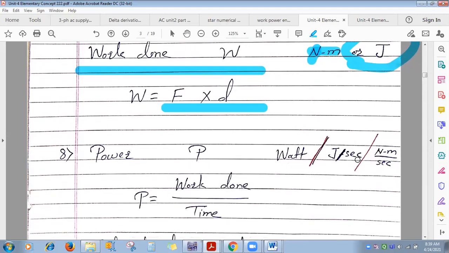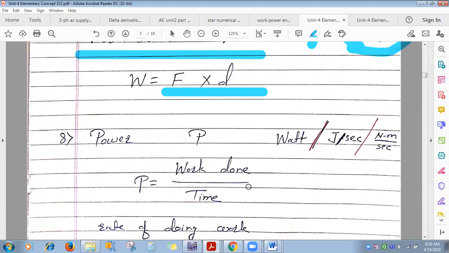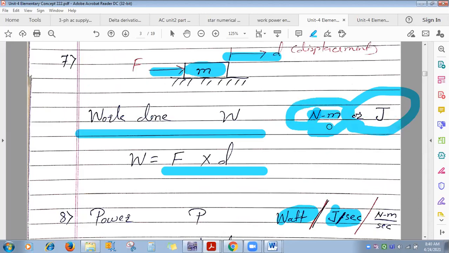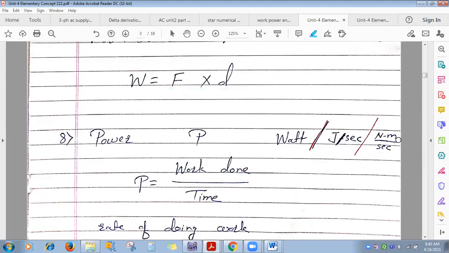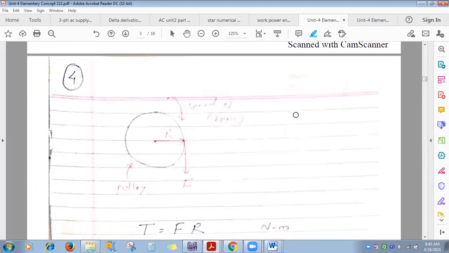Rate of doing work, we know, is power. So work done in joule, and rate means work done per unit time, so joule per second is a unit, or watt is also the unit of power. Or work done here is in Newton meter, so Newton meter per second is also a unit for power. Any of them you can use. Rate of doing work is called power, denoted by capital P.